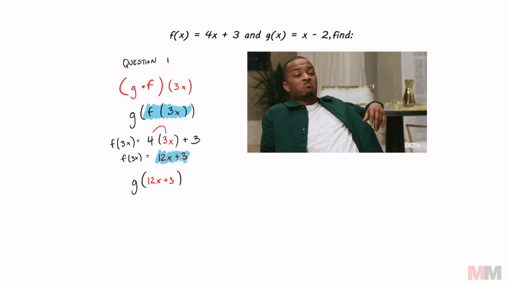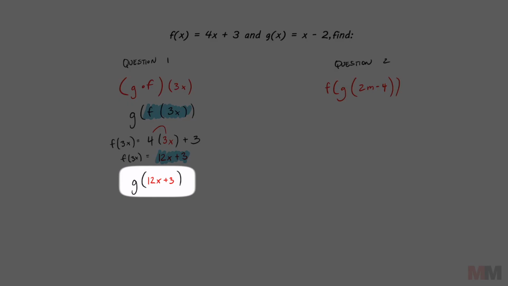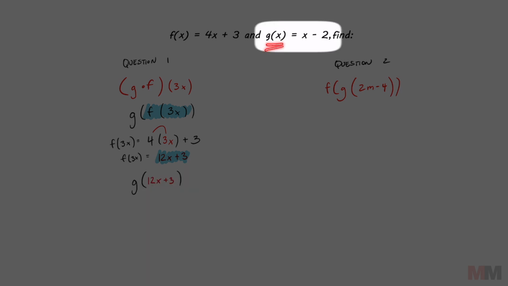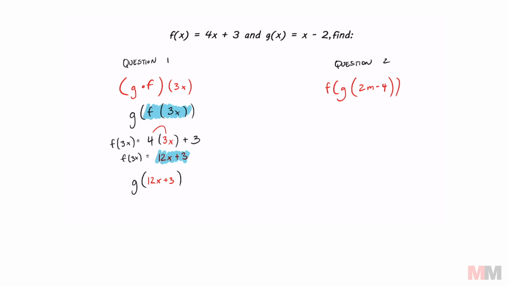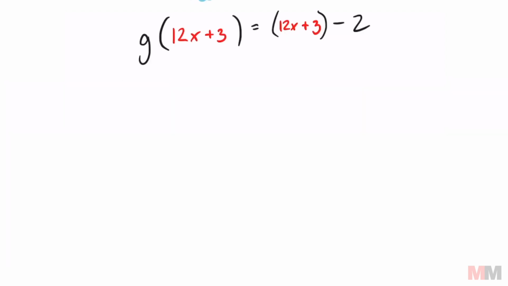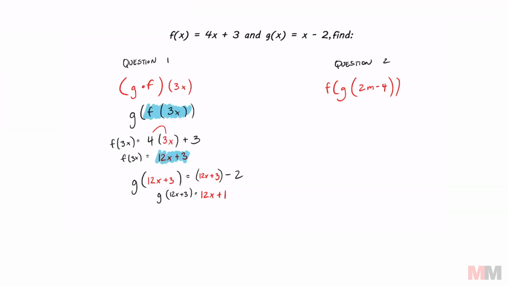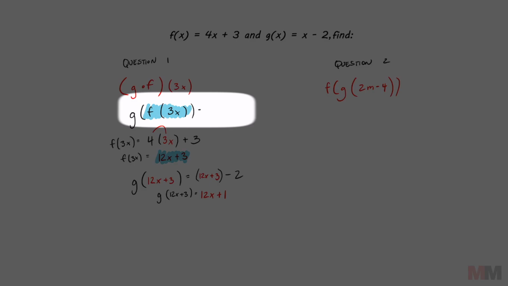And now we got a whole new set of instructions. This is telling me to look at the function of g, and this is what I'm going to replace this variable x with. And I highly suggest to just replace the variables with an open set of parentheses first. That way you don't forget anything. Then put in your input, which is 12x plus 3. Simplify from there, that's going to equal 12x plus 1. And that is my final answer. G of f of 3x equals 12x plus 1.